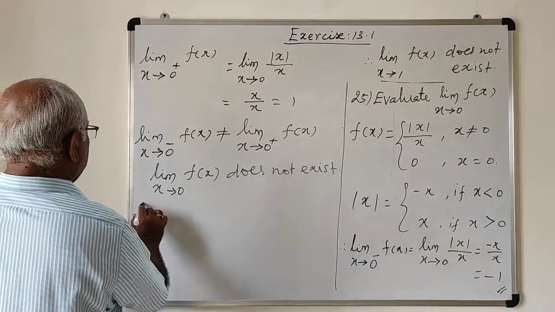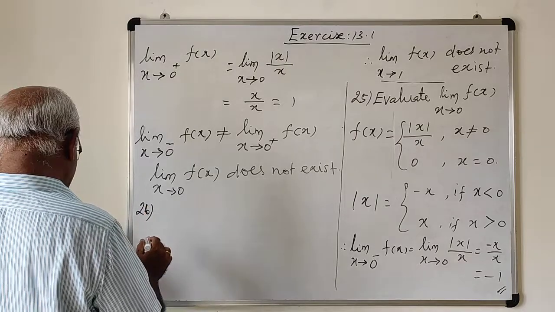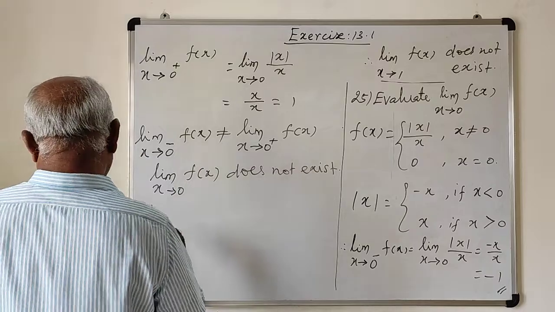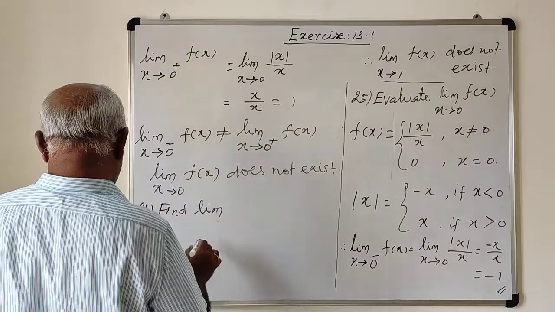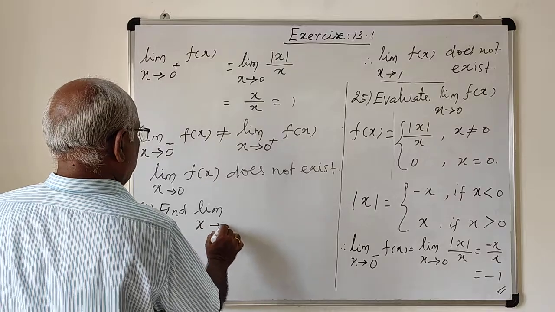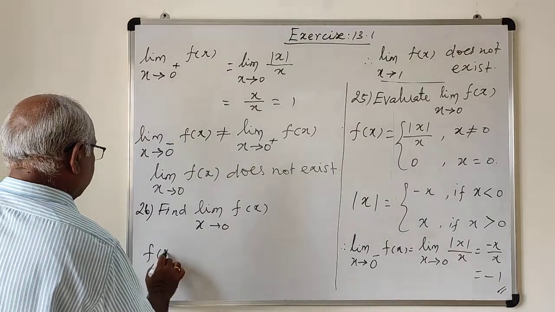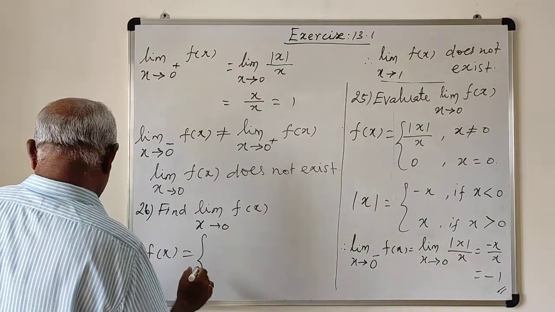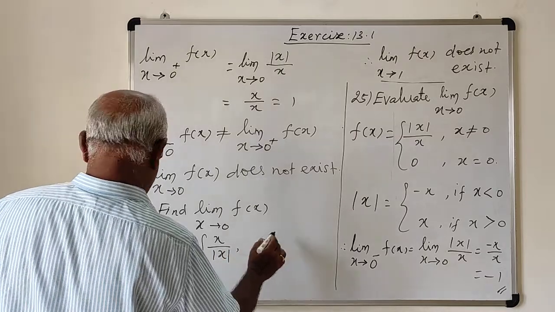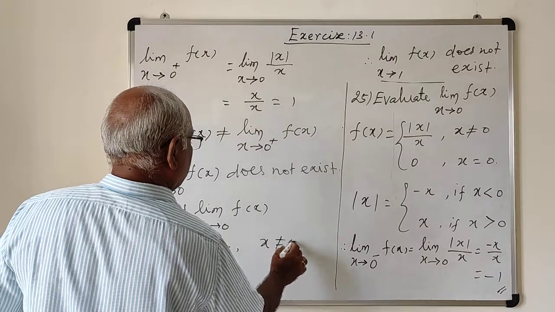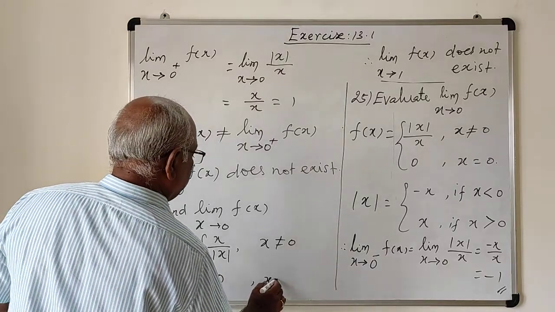Similarly, the 26th problem, you have to solve with the same type of method. In the 26th problem, find limit x tends to 0 f of x, where f of x is defined by x by mod x, where x is not equal to 0, and 0 if x is equal to 0.